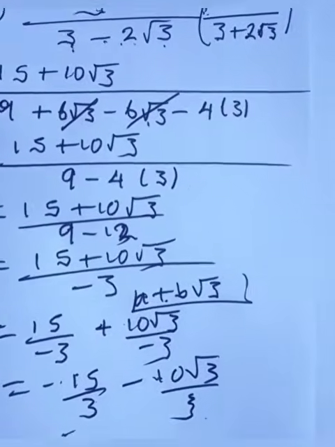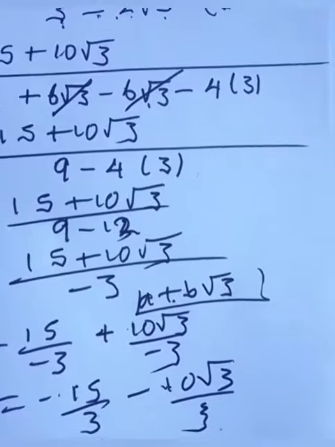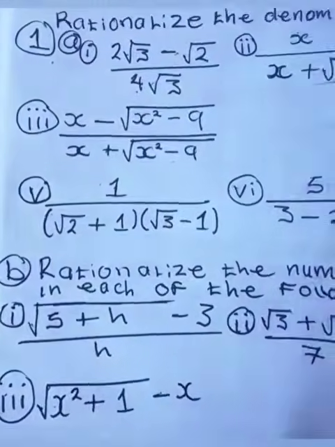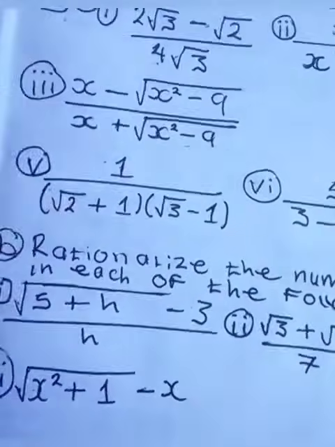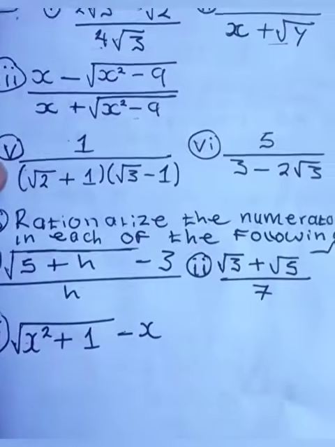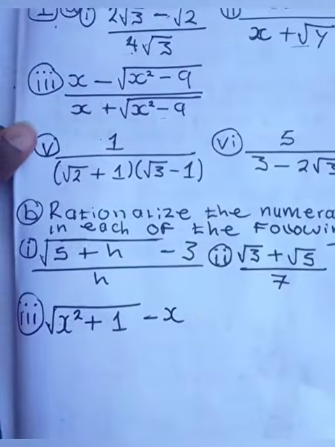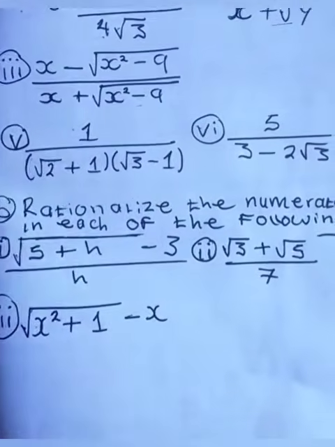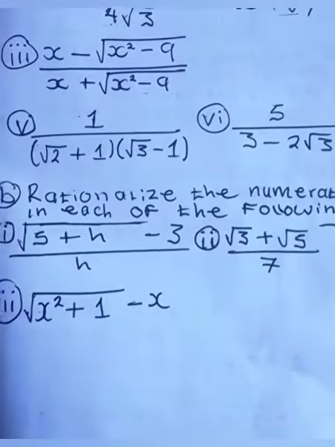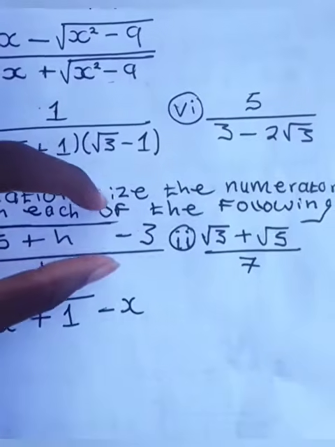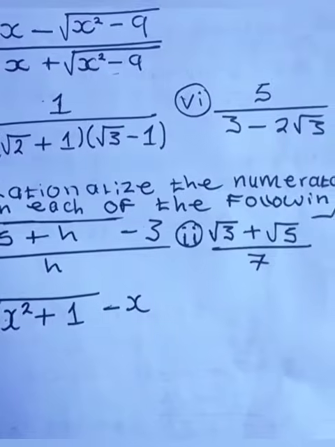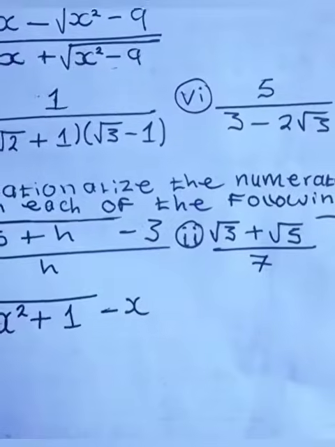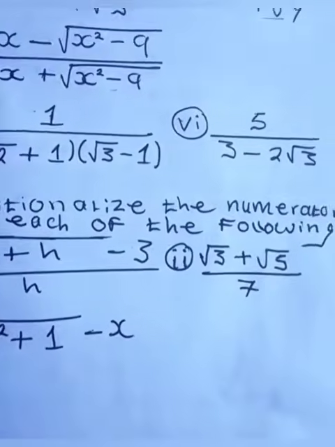Alright, hope you've understood that. So let's proceed to the next question. They want you to rationalize the numerator in each of the following. Now the numerator is the top part. So our focus is to make sure that the top part does not eventually have any square root or any radical. So let's start with the first question.